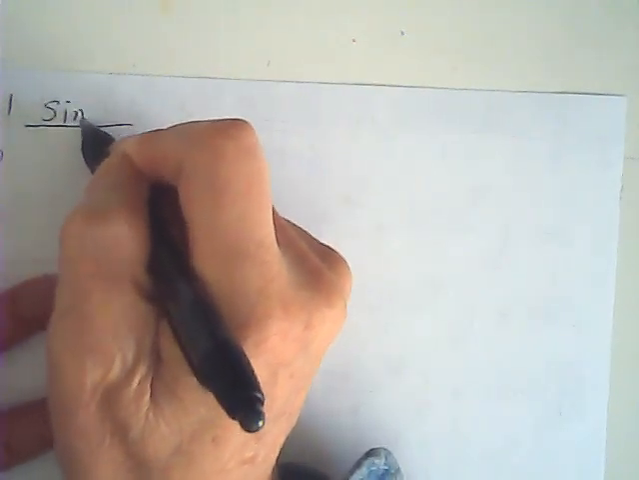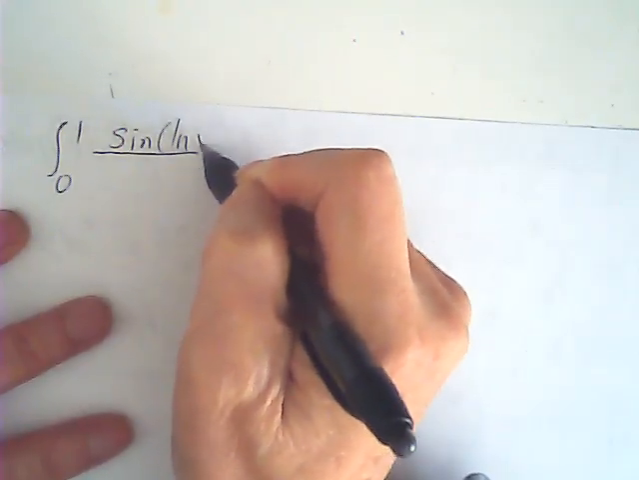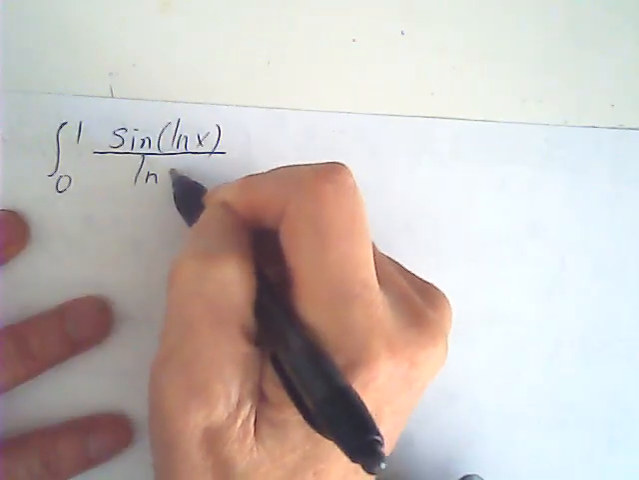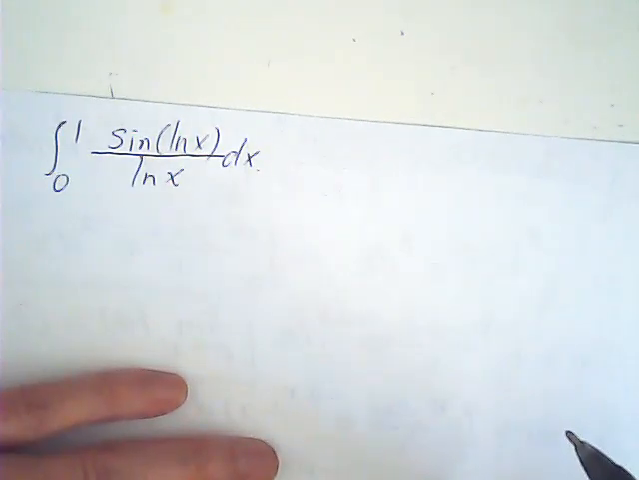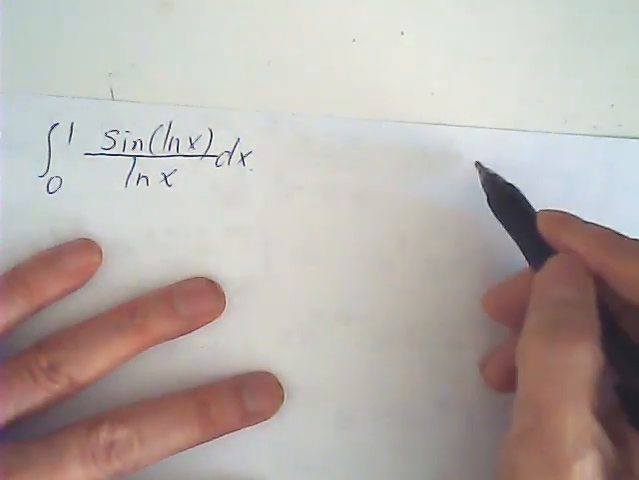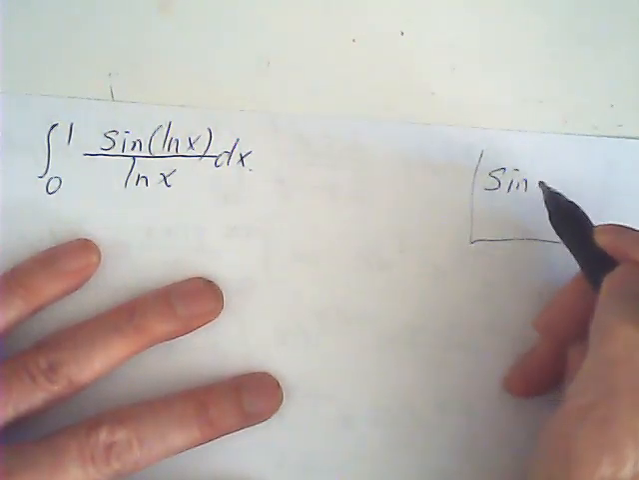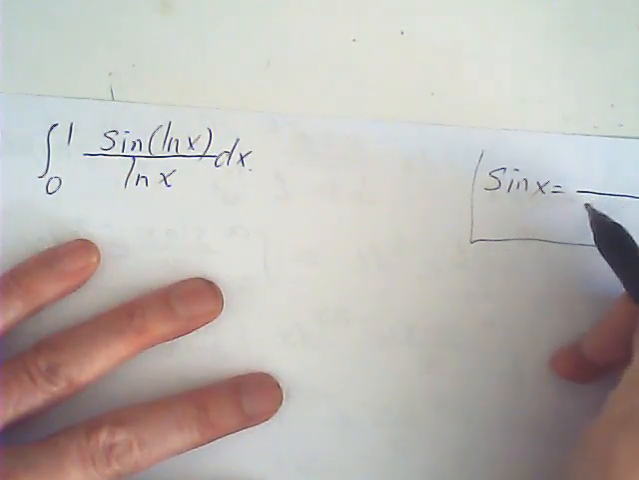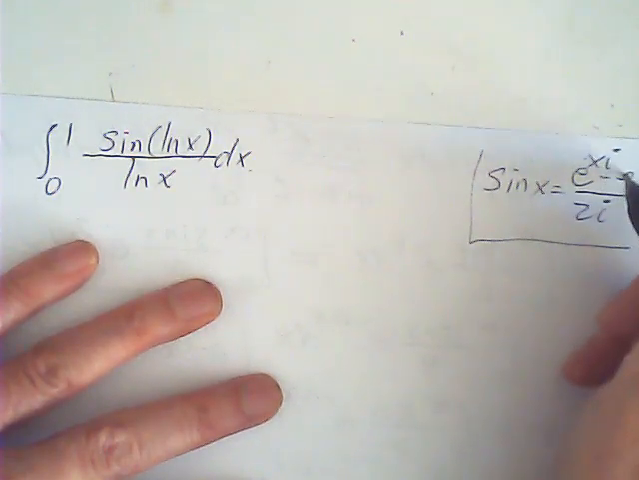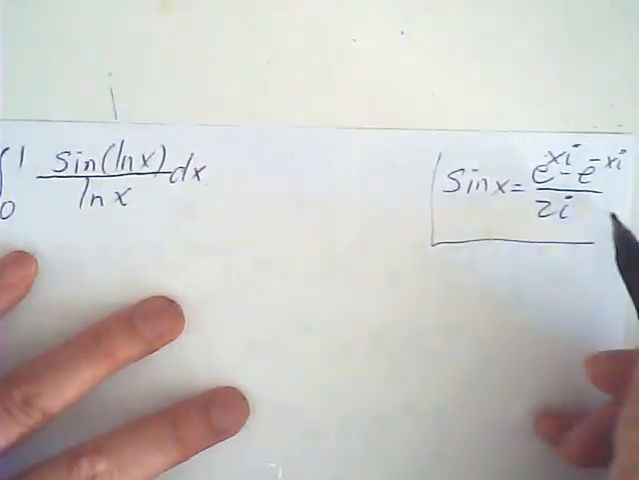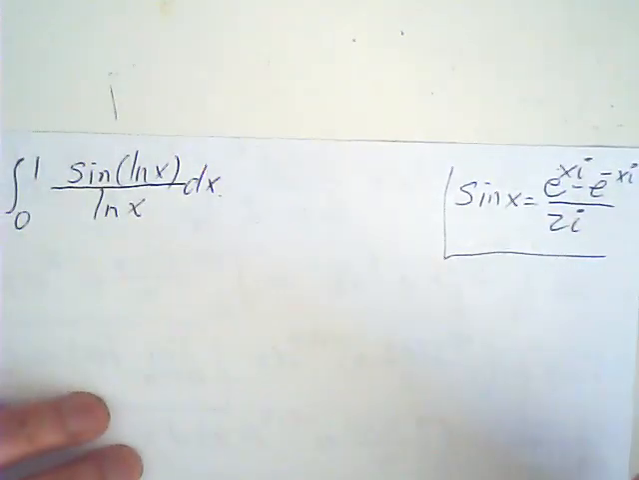The integral of sine log x. Well, we have a formula: sine x is equal to e to the xi minus e to the negative xi, over 2i, right? That is a basic formula for sine x.